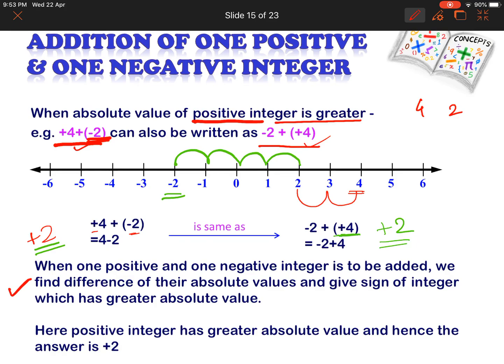Let's solve this same example with this generic rule. Absolute value of plus 4 is 4, absolute value of minus 2 is 2. Find out its difference, which is 2, and give it the sign of integer which has higher absolute value. Which one do you think has higher absolute value? Of course, plus 4, and it has plus sign, so answer will have plus sign. Let's solve few examples for this.